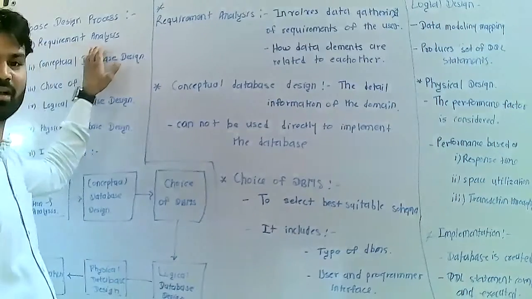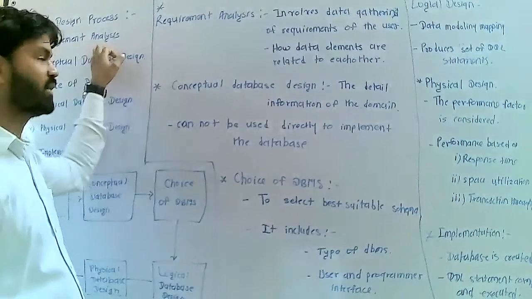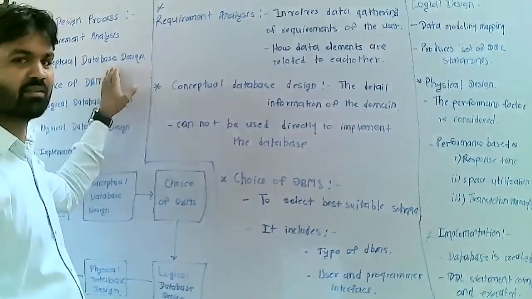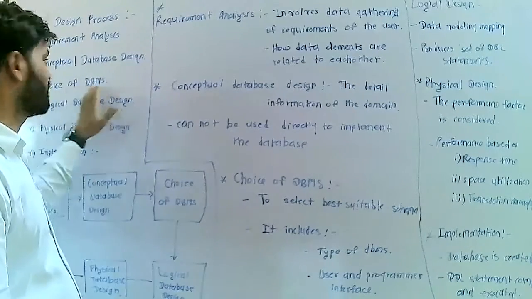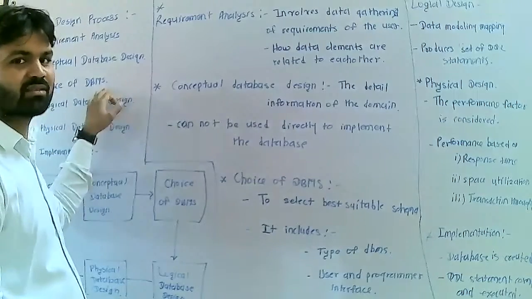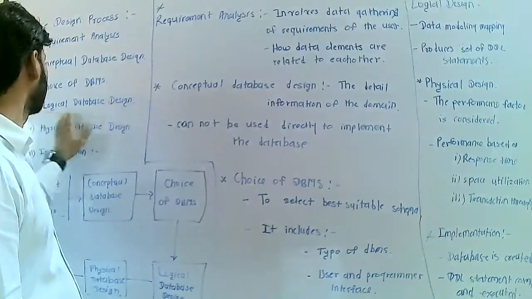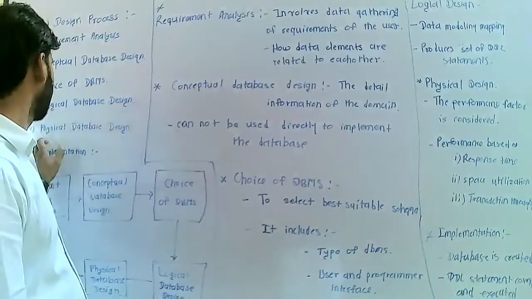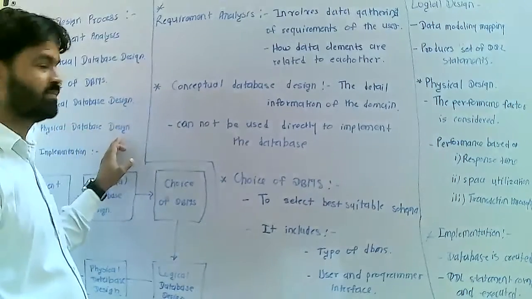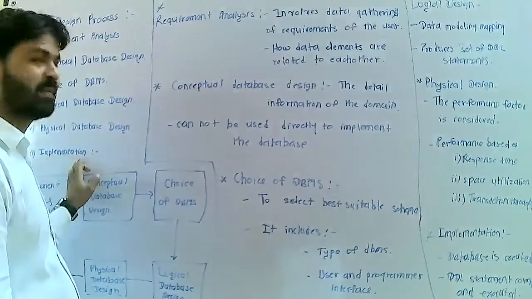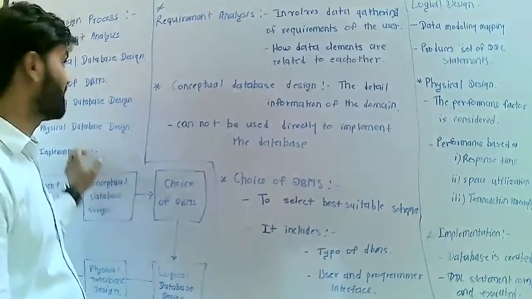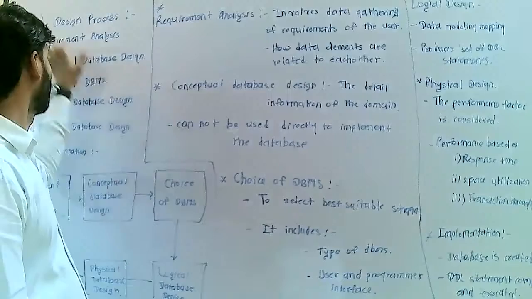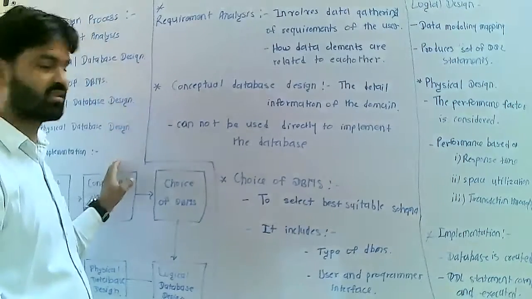First one is requirement analysis. Second one is conceptual database design. Then choice of DBMS, this is the third step. Then fourth one is logical database design. Then physical database design. Then the last one is implementation of your database. These are the important six stages of your database design process.